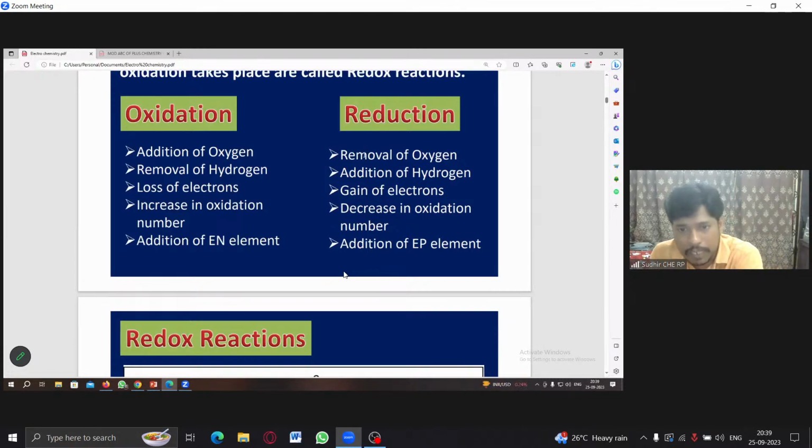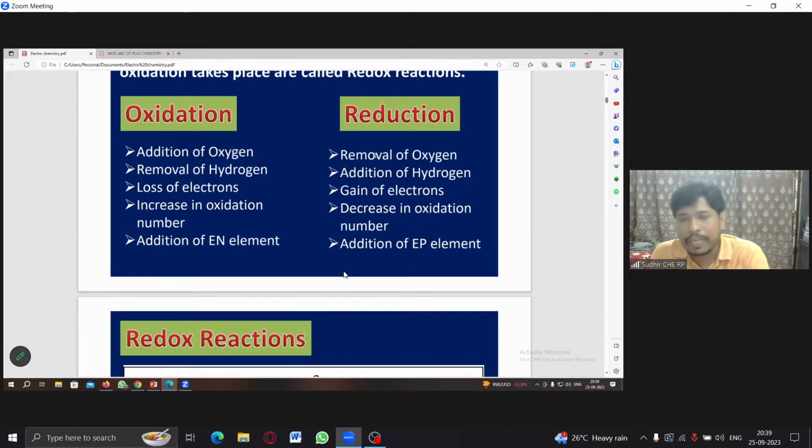So let me conclude the definitions of reduction. Then I will explain why we have to consider one set of statements as the oxidation process and the other set of statements as the reduction process. Why we have to consider it like that, I will explain to you in parallel.